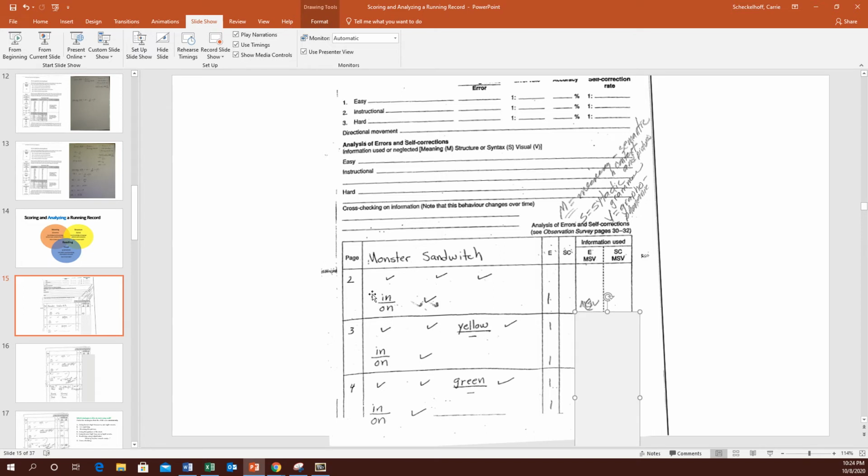And it is a pattern. So I'm going to give it the structure here. When the child reads, "put some yellow cheese in it," why did they add yellow? Well, it made sense with the picture, didn't it? So M is meaning, which means also the picture.